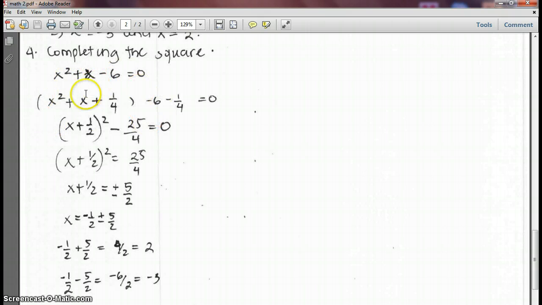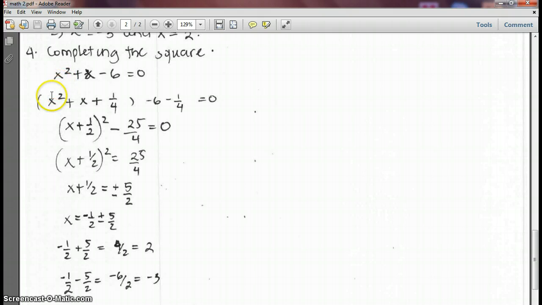Before you even start solving using completing the square, you have to make sure the coefficient of a is 1. So if I have 10x squared plus whatever, I divide everything by 10 so I can get 1 all by itself. Since here it is 1, we're all good, so we can go ahead.